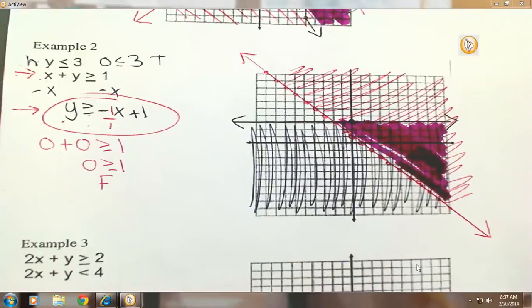Could you give me an ordered pair that's a solution for the system of inequalities? 2, 1. Perfect. Can you give me another one? 3, 1. 2, 2. What about 50, 0? Yes. How do we know it's not on our graph?